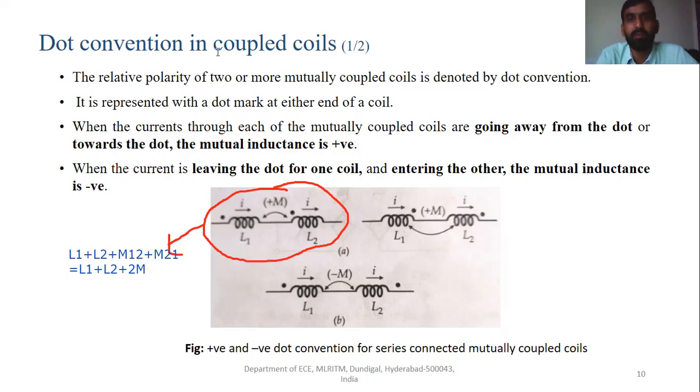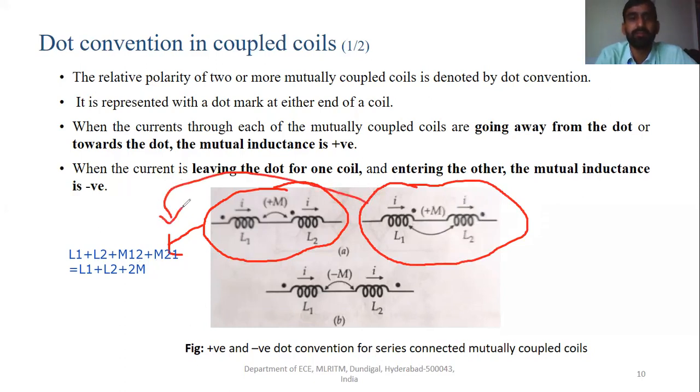So similarly, what could be the mutual inductance associated with this? Here also it will be the same. The mutual inductance associated with this one also is going to be the same. Here it is already plus, right? So that means it's going to be the same. Whereas coming to this third one, what about this?